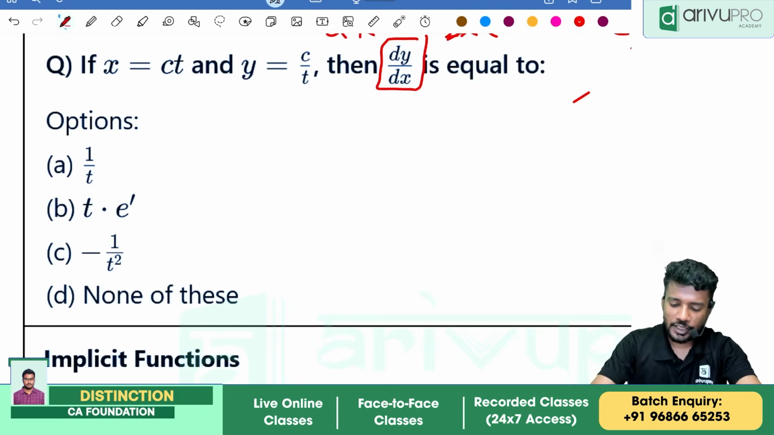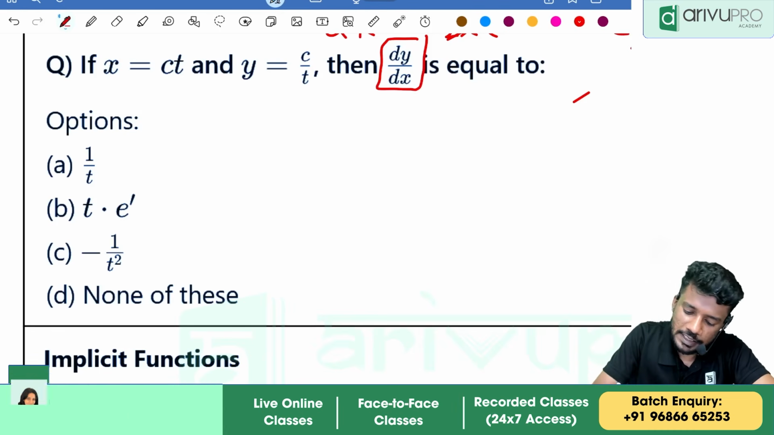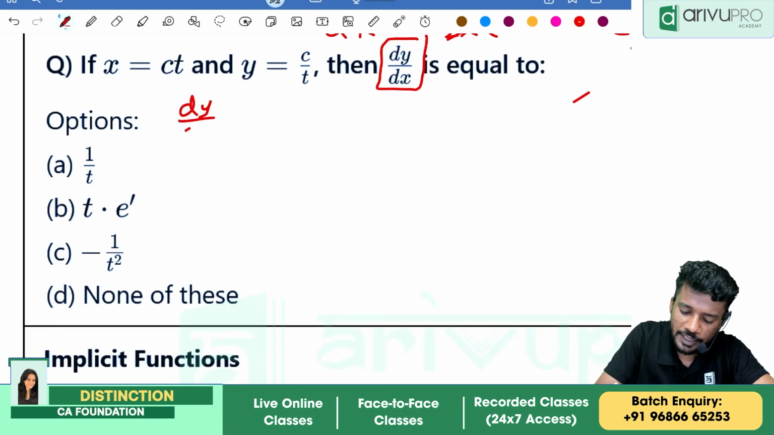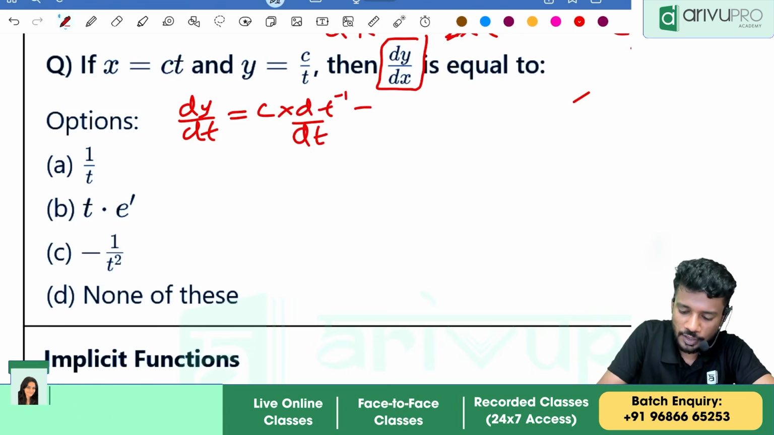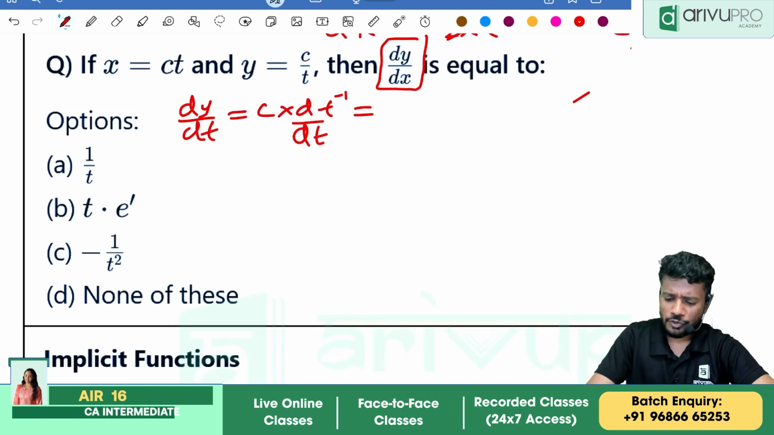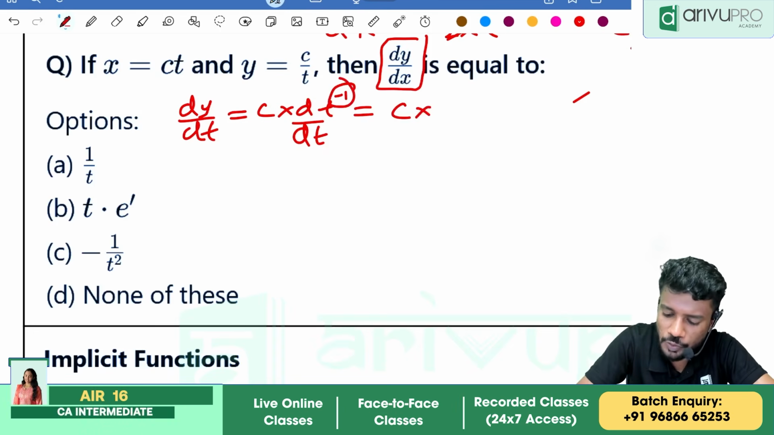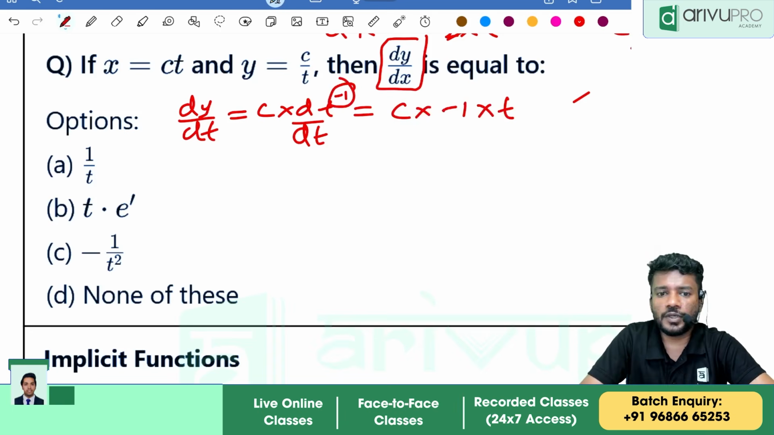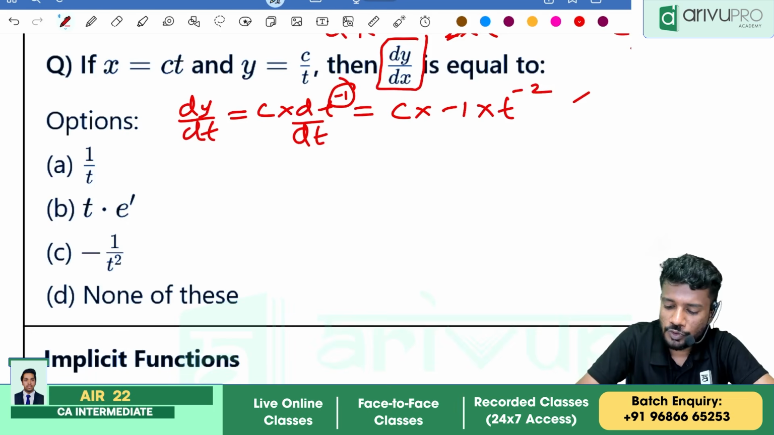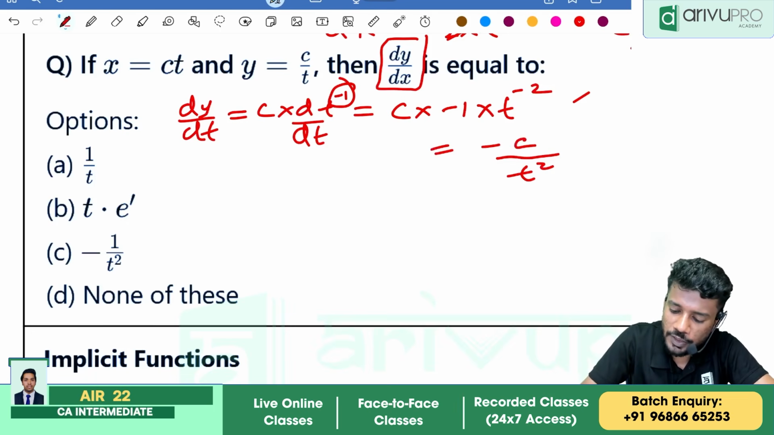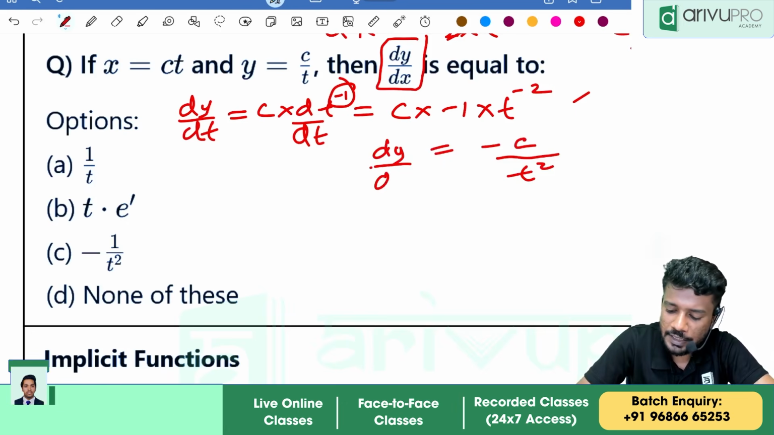x is equal to zt, y is equal to c by t. Then the first step is what? dy by dt we will find. That is nothing but c into d by dt of t raised to minus 1. What is t raised to minus 1? Here the n value is how much? Minus 1. So c into minus 1 into t raised to minus 1 minus 1. That is how much? Minus 2. So that is minus c divided by t square. That is dy by dt.